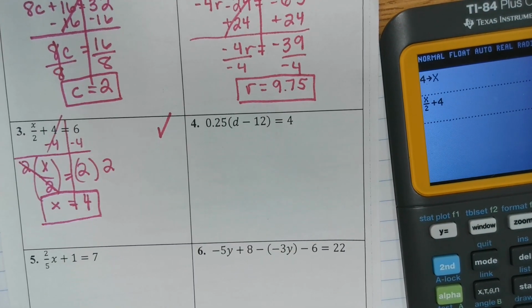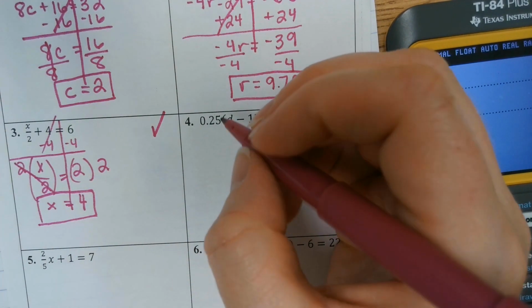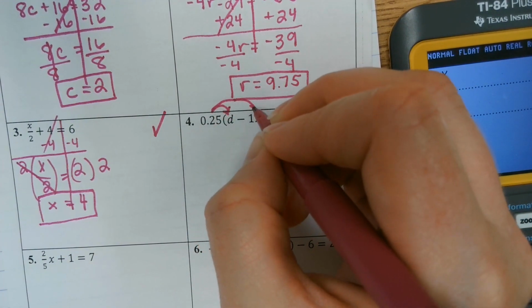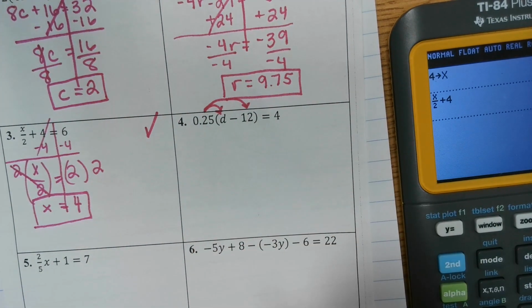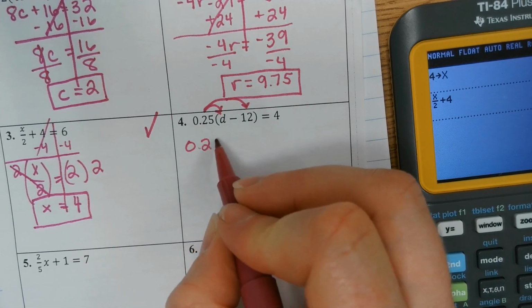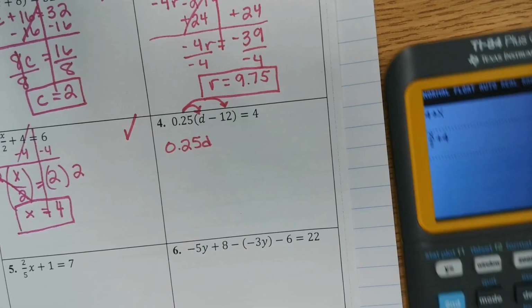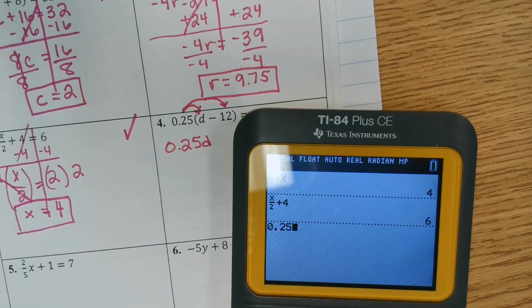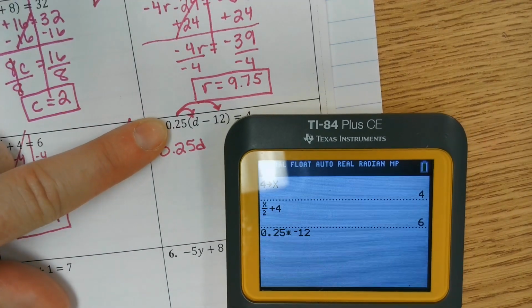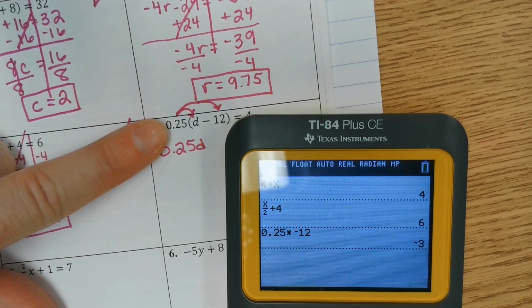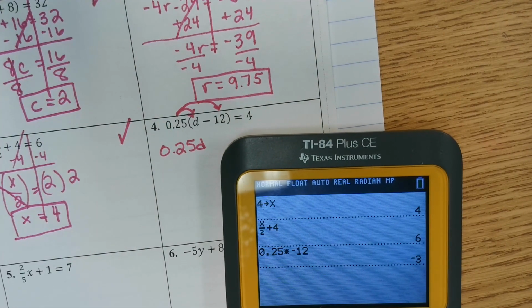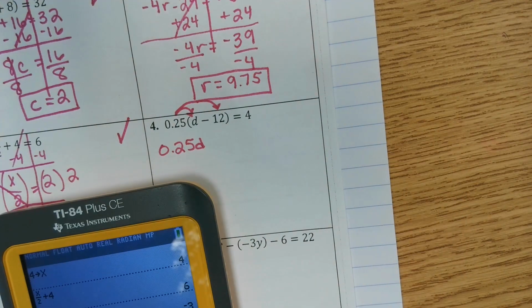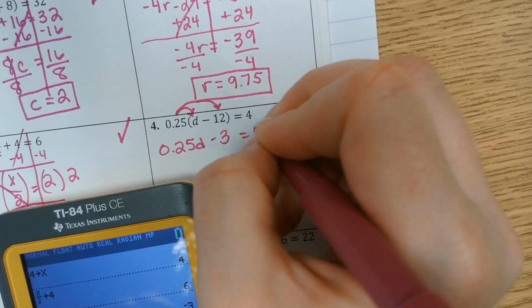Okay, last example. Number 4. Distribute. We need to multiply 0.25 times d, which is 0.25d. Then 0.25 times negative 12. Whenever you distribute, you're multiplying that times a negative 12. It's kind of like saying there are 12 quarters. Get that? $3. So minus 3 equals 4.